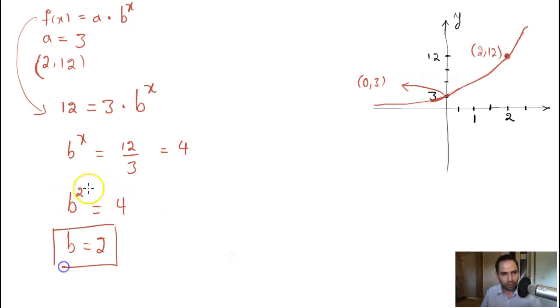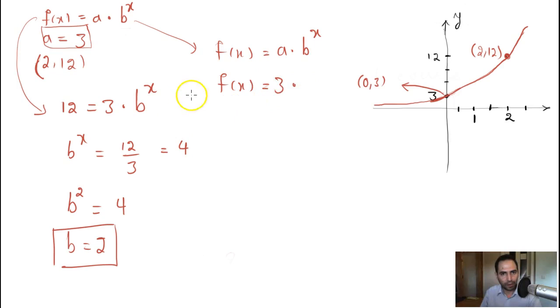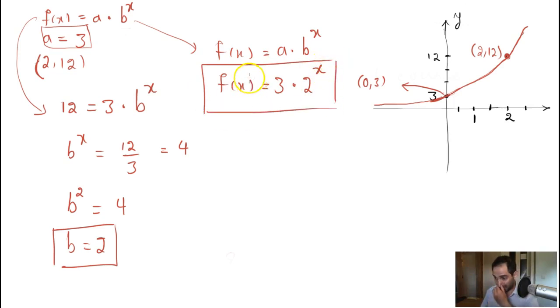And this is your b, and this is your a, and now you can write the equation of the function, which is f of x is equal to a times b raised to the power x. Now f of x is equal to a, which is 3, times 2 raised to the power x, and that is the equation of this function.